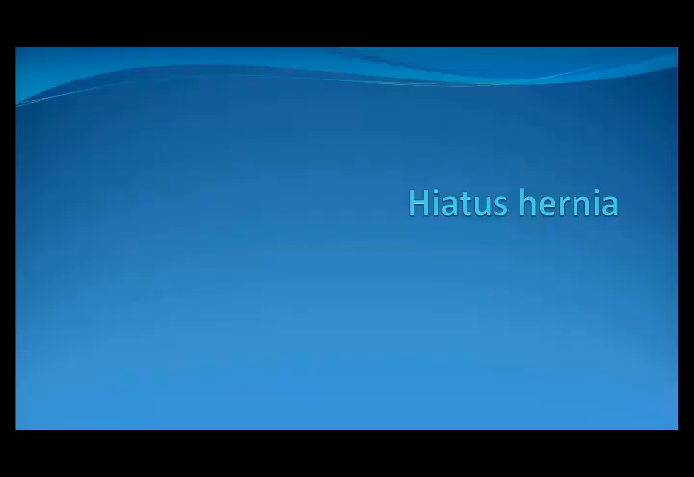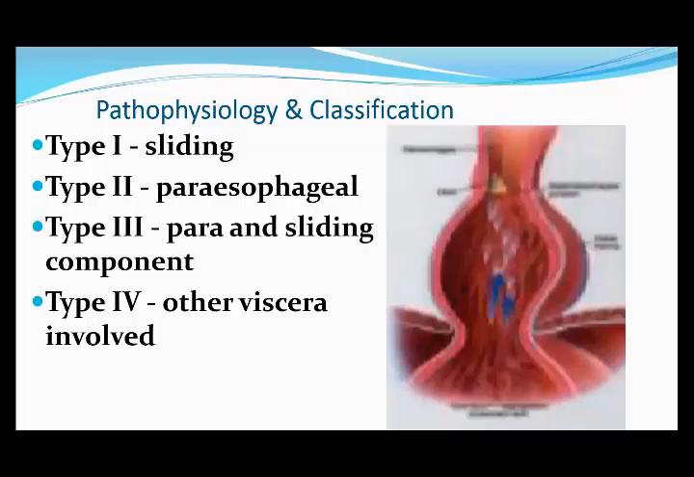The next disorder of the esophagus is hiatus hernia. This is a topic which is to be covered by a surgical specialist. I will just tell you the types of hernia. Detailed lectures will be by surgeons. This is basically a surgical topic. Types, pathophysiology and classification. Type 1 is sliding esophageal hernia. Type 2 is paraesophageal. Type 3 has both paraesophageal and sliding components. And in type 4, other viscera are also involved in addition to the esophagus.